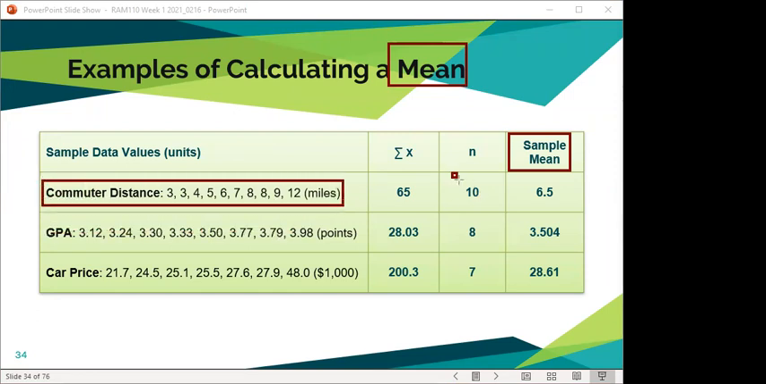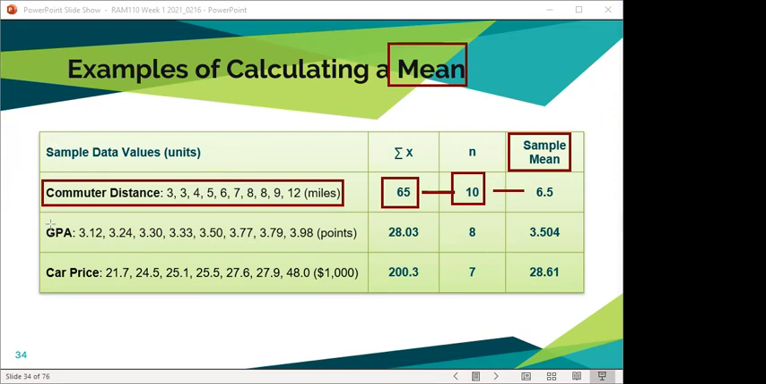There are 10 values. Okay, if you add up all these numbers, 3 plus 3 plus 4 plus 5 plus 6 plus 7, add them all up, you get what? 65. And then you take 65, divide by 10, and you get 6.5. All right, that's how you calculate the average or the mean.